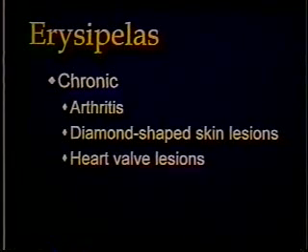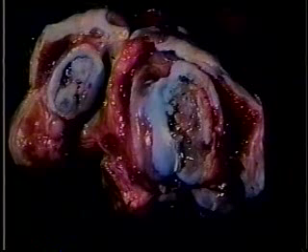We also may see diamond-shaped skin lesions, the so-called diamond skin disease, and we also may see lesions on the heart valves, as we previously described with the streptococci. Here in this slide, you may see the erosions of the articular surfaces of this joint that would be caused by the Erysipelothrix organisms.